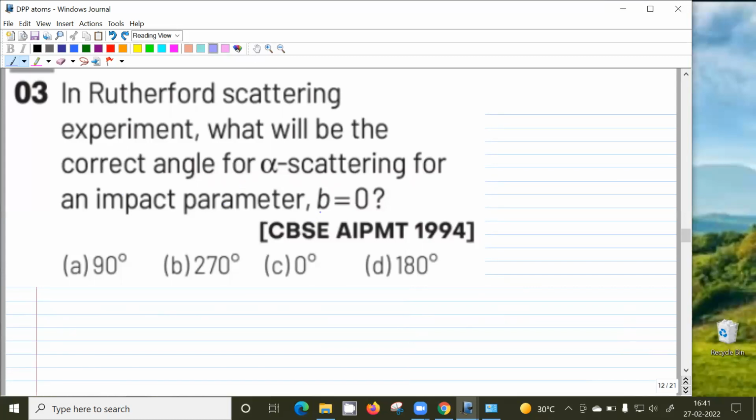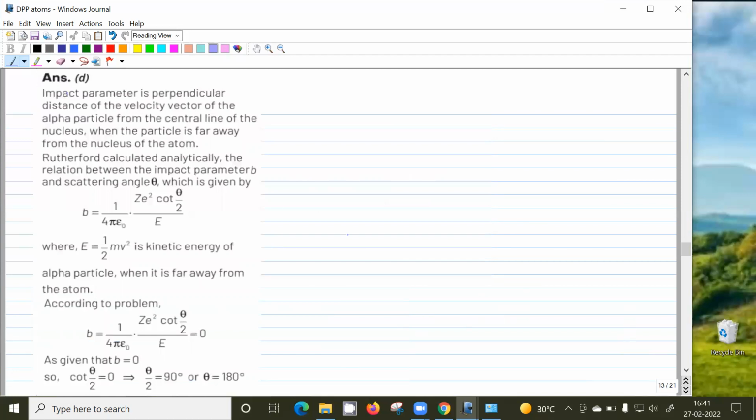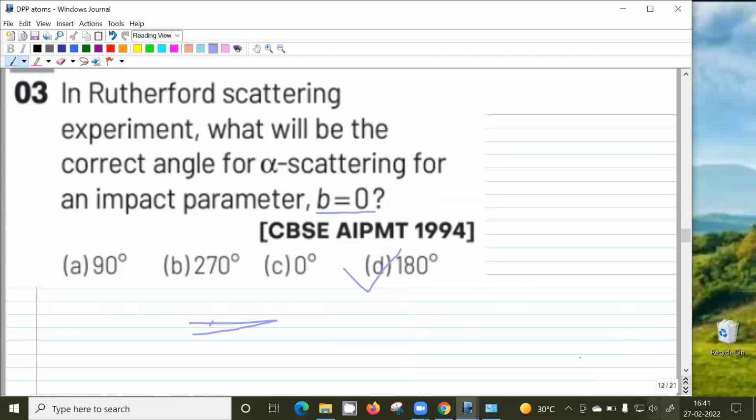You know what the impact parameter is? No, sir. You can also guess it. The question is what will be the correct scattering angle. So it will go and come back. So it's 180 degrees. Option D is the correct option.